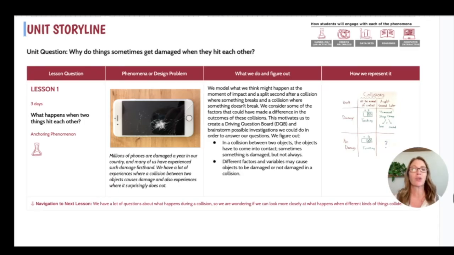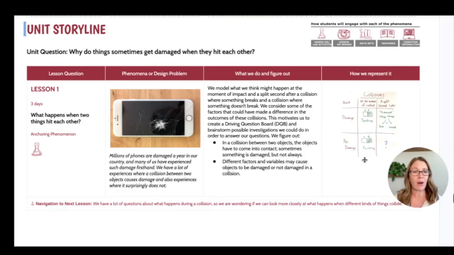We're also going to relate this to other similar phenomena where sometimes there's damage and sometimes there's not, where we share experiences with other types of collisions, maybe with a bicycle and an object, or a car with an object, or even just a book and the table. So we think about all of these different collisions and we put together a chart, and this is a sample chart. Sometimes there's damage, sometimes there's no damage.